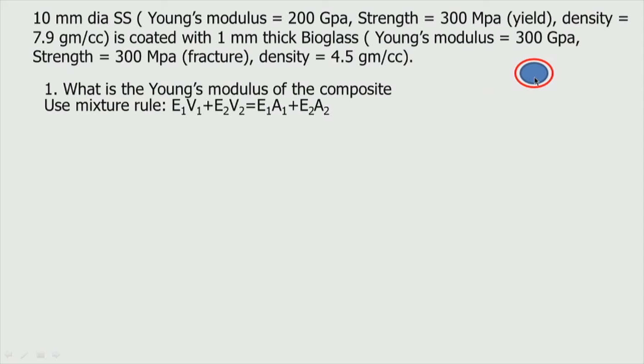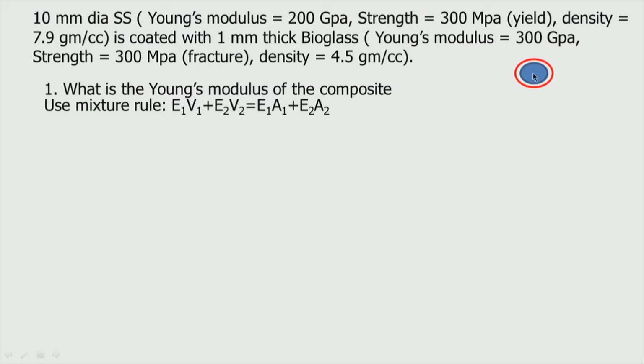Okay. Let us look at one simple problem in the area of ceramics. Imagine we have a stainless steel rod used in, say, an orthopedic application. This is a 10 millimeter diameter stainless steel rod. It has a Young's modulus of 200 gigapascal, yield strength of 300 megapascals, and density of 7.9 gram per cc.